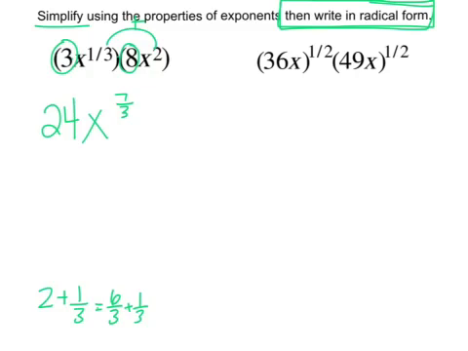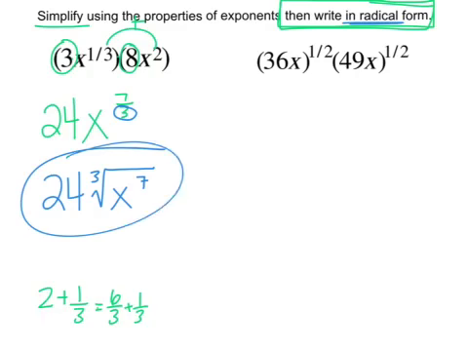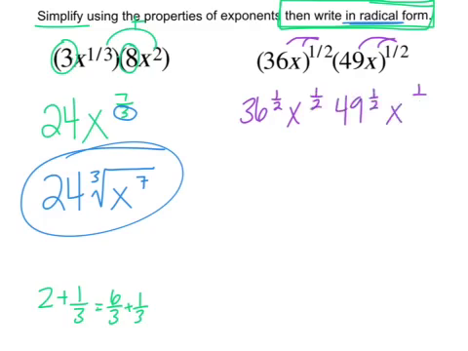Moving forward, I need to rewrite this in radical form. So I have 24, and I have the cubed root, because my index is 3, of x to the 7. And there is my final answer. The next problem, we're first going to have to distribute these exponents, and then think about things. I have 36 to the 1/2, x to the 1/2, 49 to the 1/2, and another x to the 1/2.